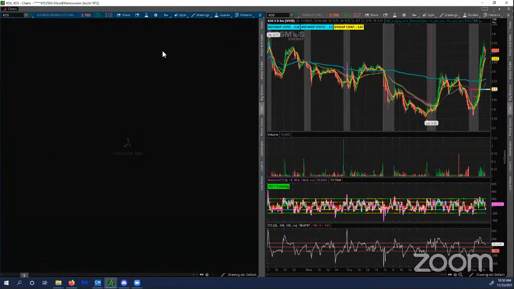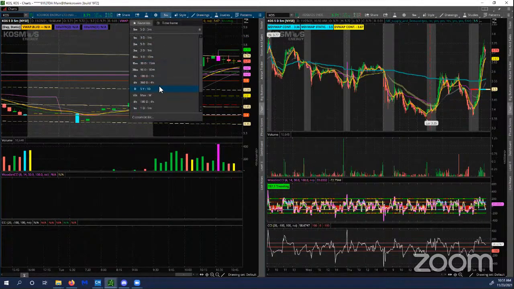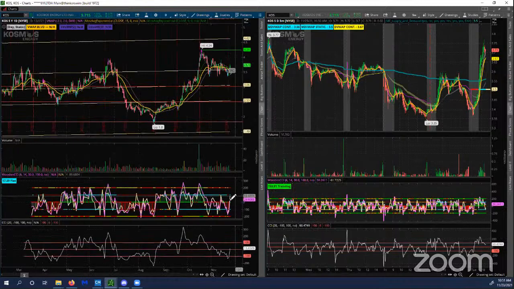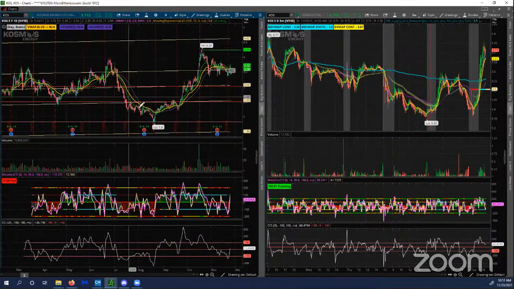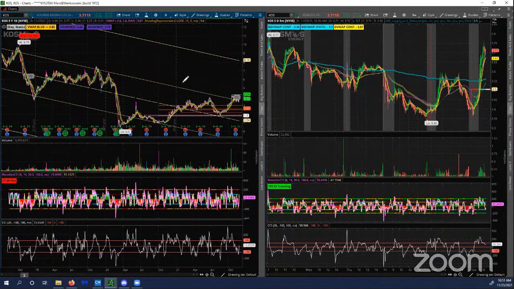Go to 5-minute time frame. We could watch for a retest of VWAP. If you look at a daily chart, we've never been this high before. We've got a nice little rounded bottom. We have what looks like a, oops, we have been that high before.